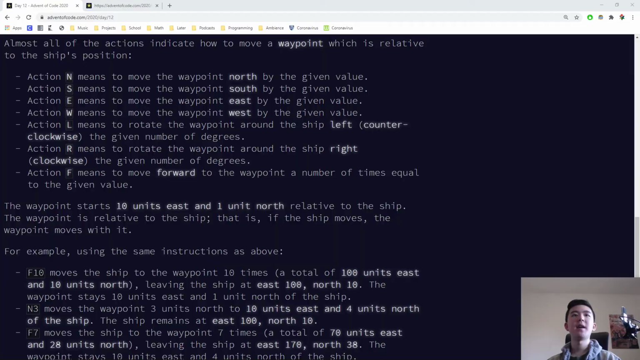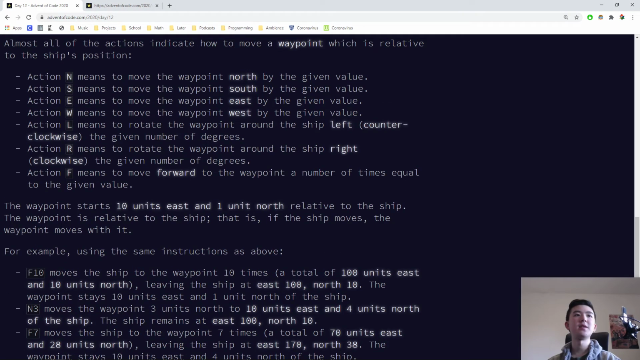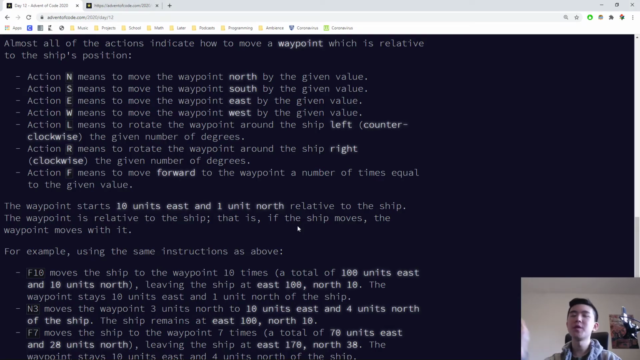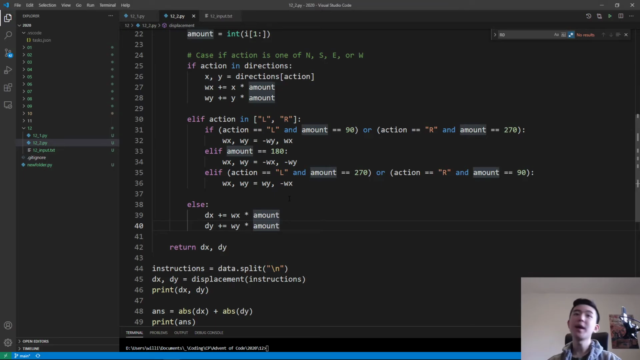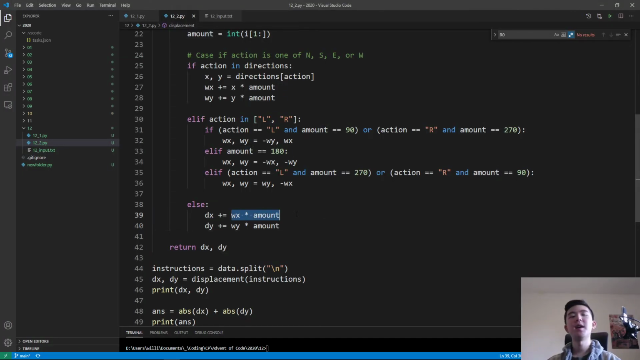Otherwise, we have a F value, and I actually didn't read this correctly the first time. This means to move forward to the waypoint a total number of times equal to the given value. So this doesn't actually mean you move towards the waypoint. It means that you change the ship's x and y coordinates by the waypoint's coordinates amount times. So we have to do a change in x that's equal to the waypoint x times amount, and a change in y that's equal to the waypoint y times amount.